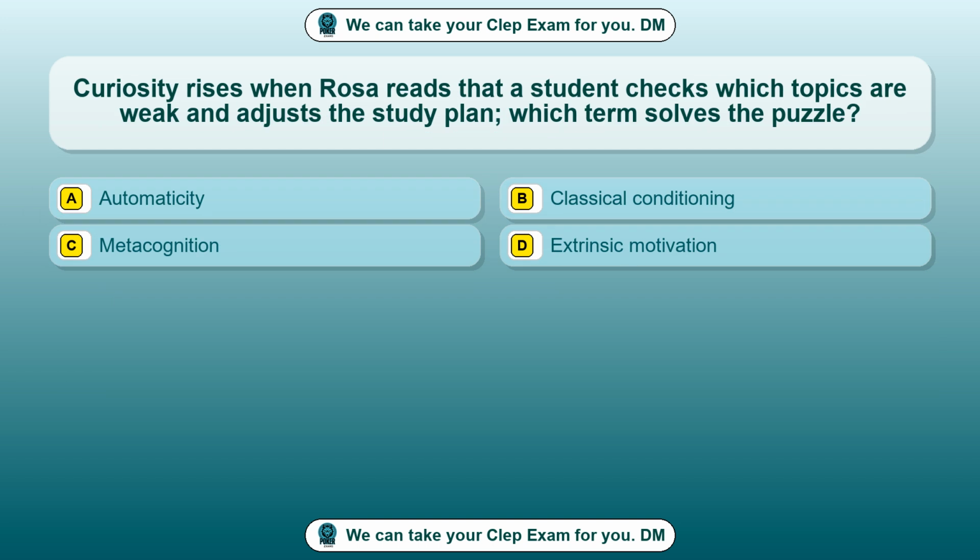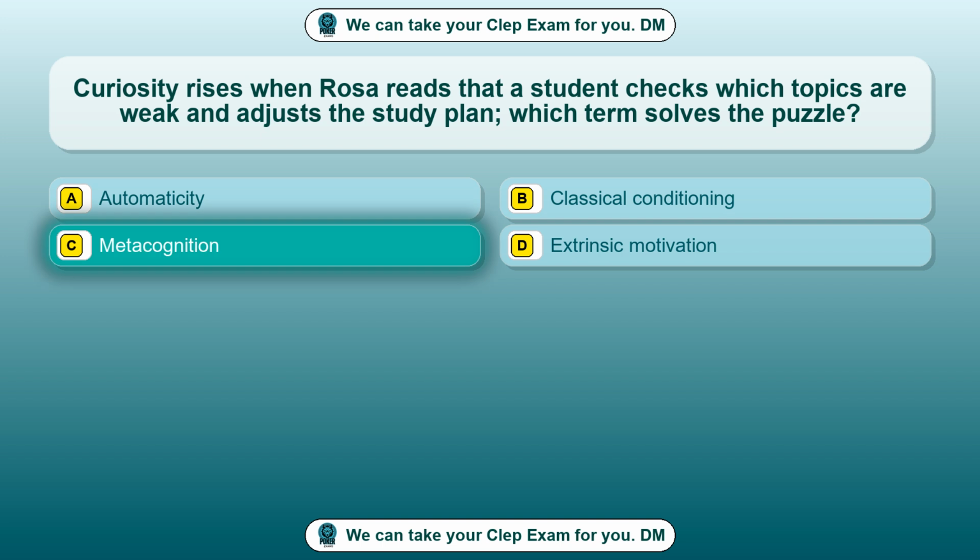Question 41. Curiosity rises when Rosa reads that a student checks which topics are weak and adjusts the study plan. Which term solves the puzzle? Option A, automaticity. Option B, classical conditioning. Option C, metacognition. Option D, extrinsic motivation. The correct answer is option C.